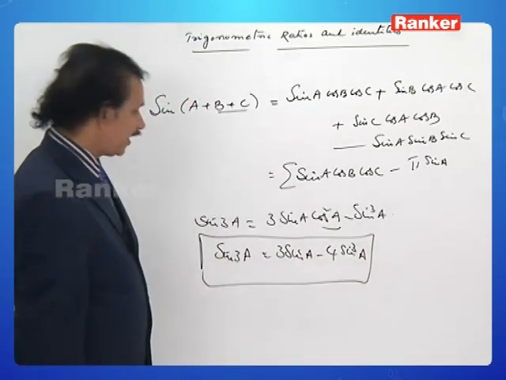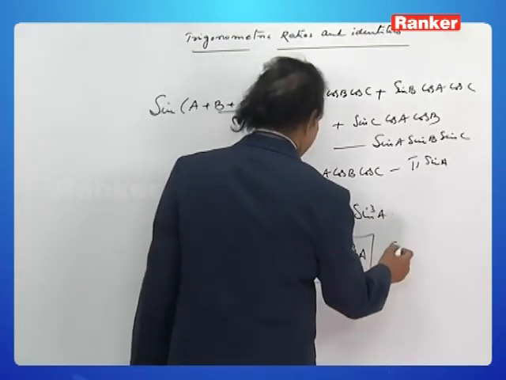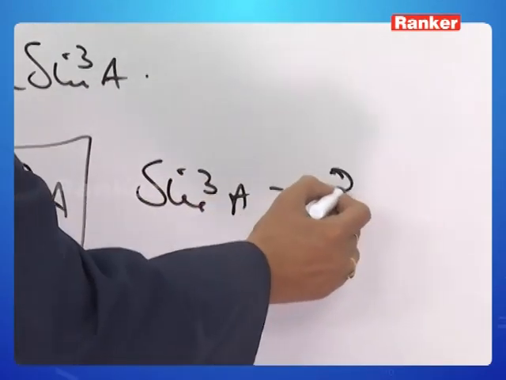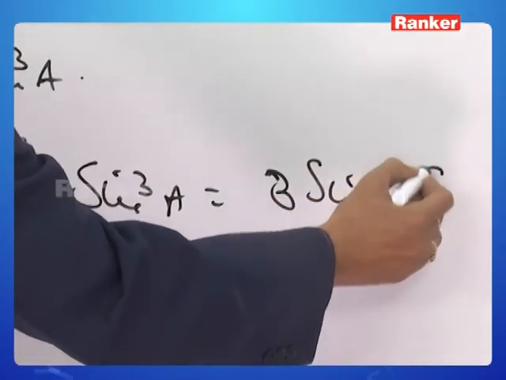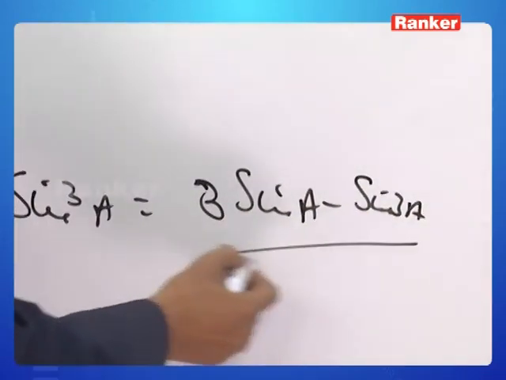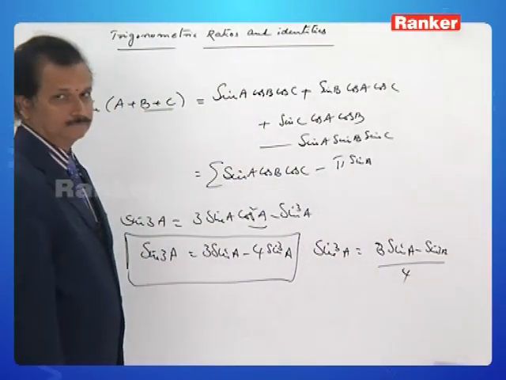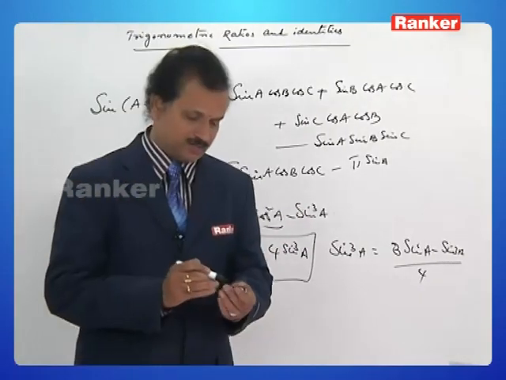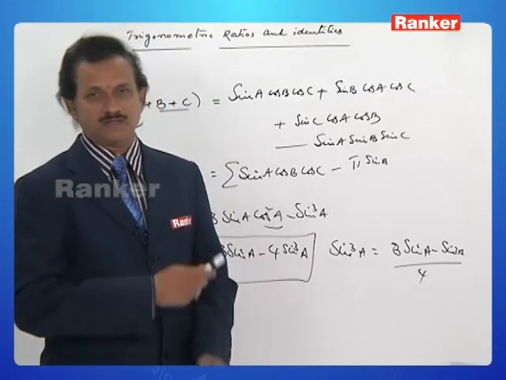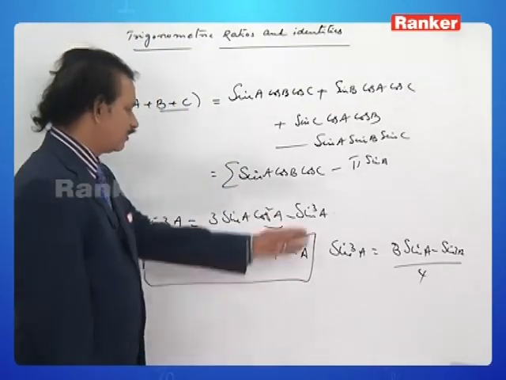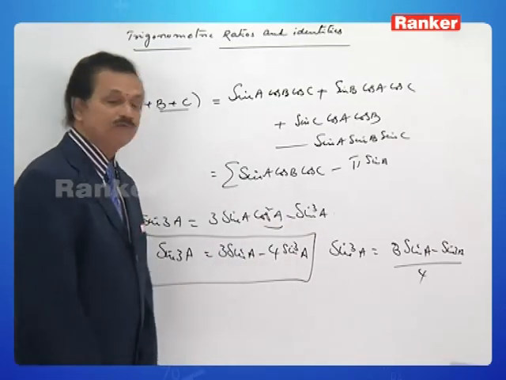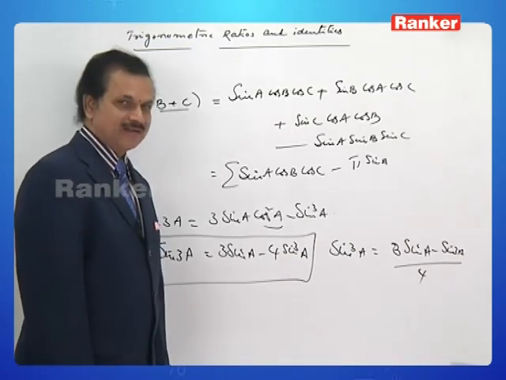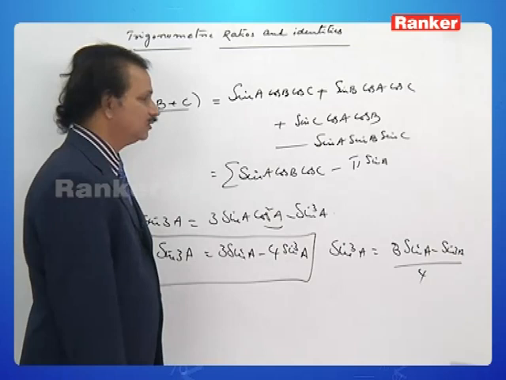From this, of course, you can have sin cube a as 3 sin a minus sin 3a upon 4. That also you can make use of according to the need of the question or the need of the concept. You can use sin cube a is equal to 3 sin a minus sin 3a by 4. This explains how to get sin 3a from sin of a plus b plus c.